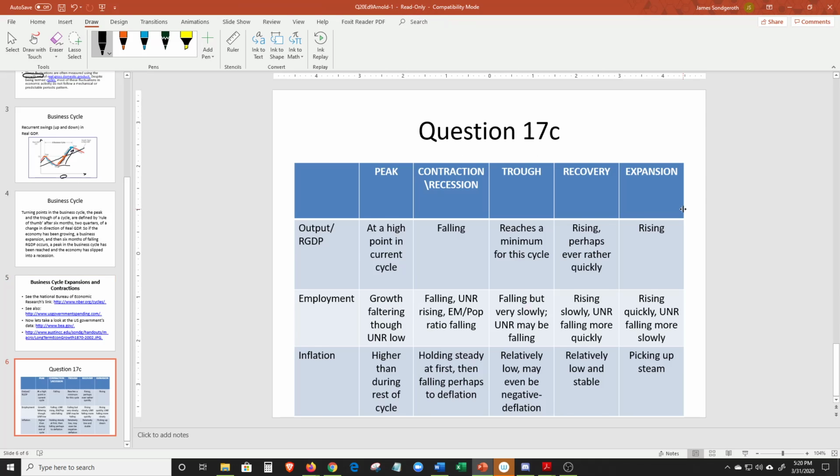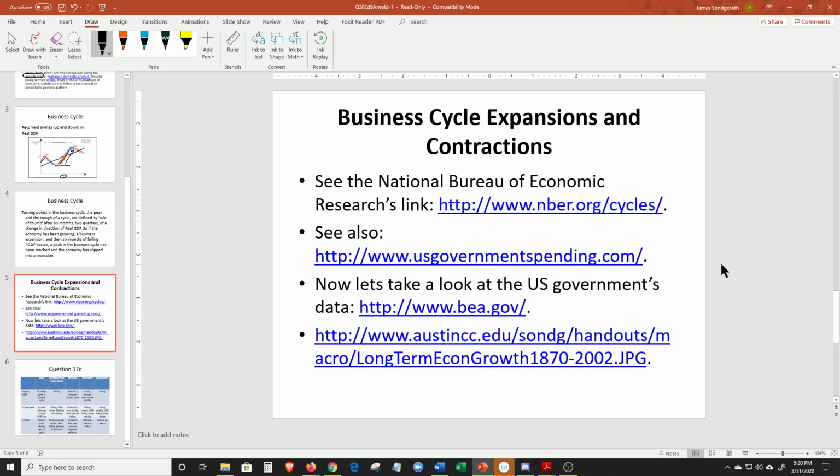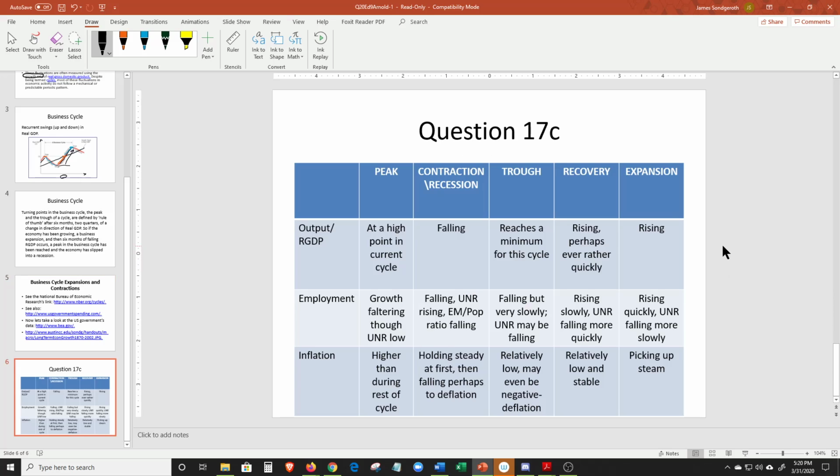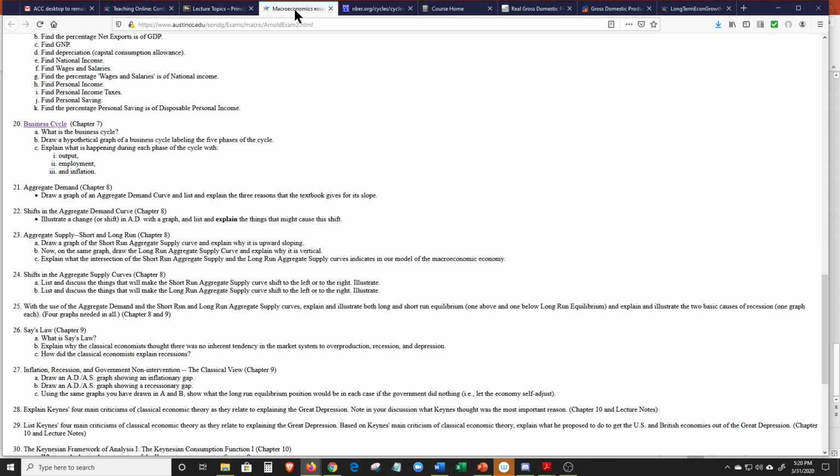I don't know if we need to get into the U.S. government spending right now. That's for later when we take a look at the Keynesian policies. But we do get to this one, which is the last slide. I wanted to go back and take a look at exactly what the question is.